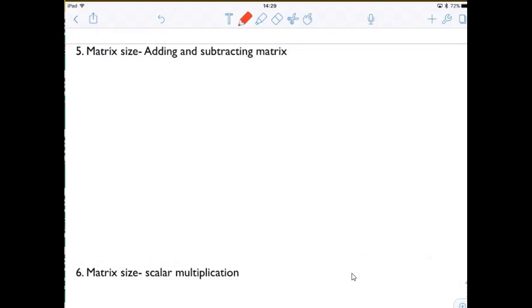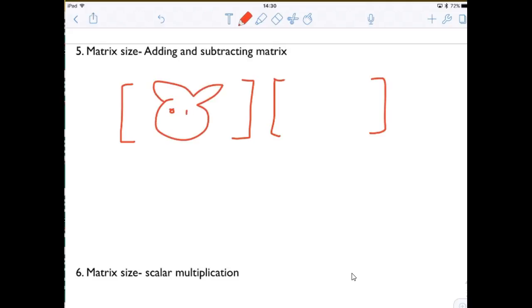Matrix size. When you add and subtract matrices, as you probably know already from your practice, you cannot add and subtract matrices that are not the exact same size. Okay, so think back to our investigation where you made your graphics GIF. When you made your GIF, you had 2 matrices that were the exact same size, and you made 2 images that were different, okay, of different faces or a different word or whatever.